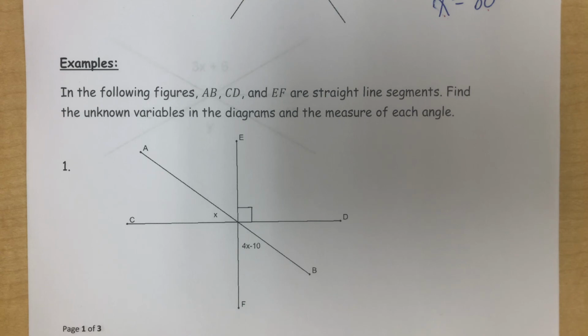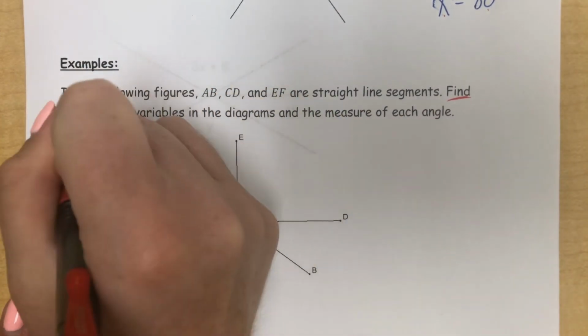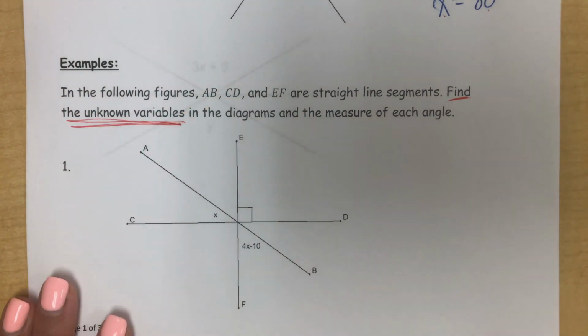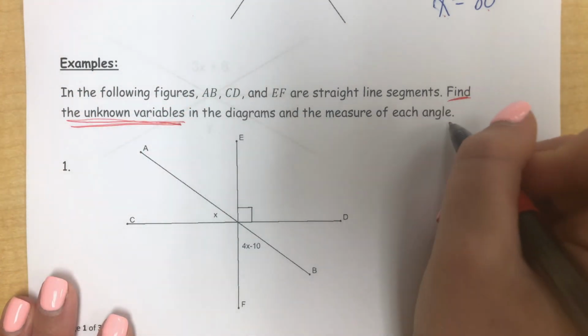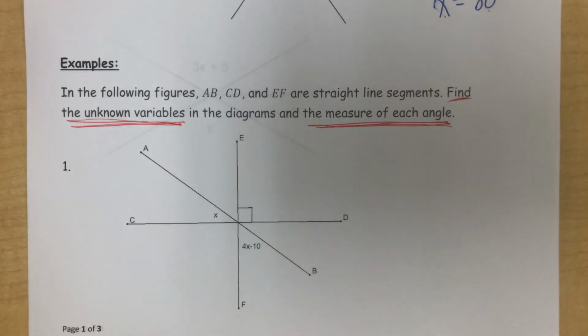This is kind of wordy, so I want to just make sure I'm breaking this down so I'm solving each part of it correctly. It says, find the unknown variables, which means I really need to solve for x, and I need to find the measure of each angle. If I don't do both, then I would really be not completing this question all the way. I wouldn't receive full credit.